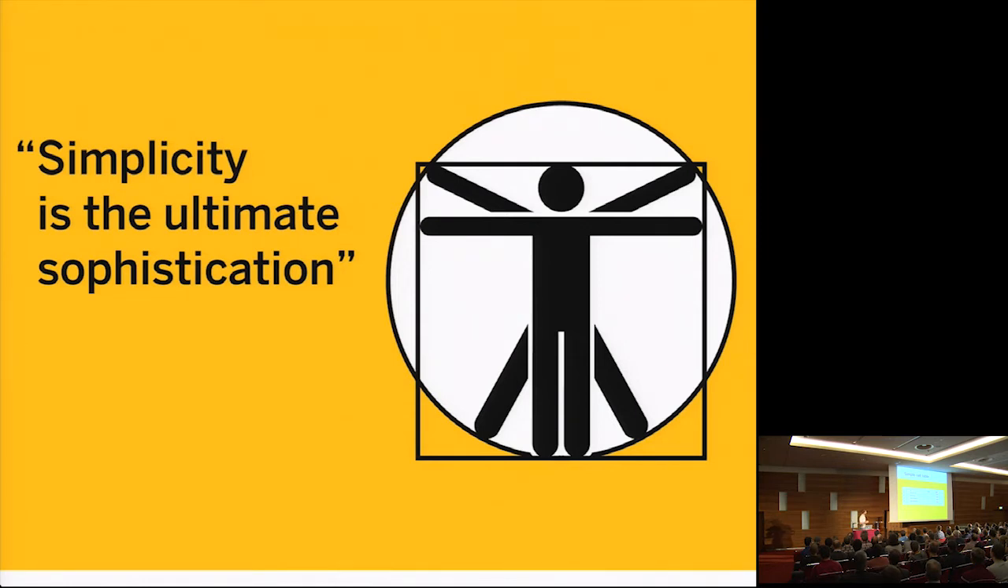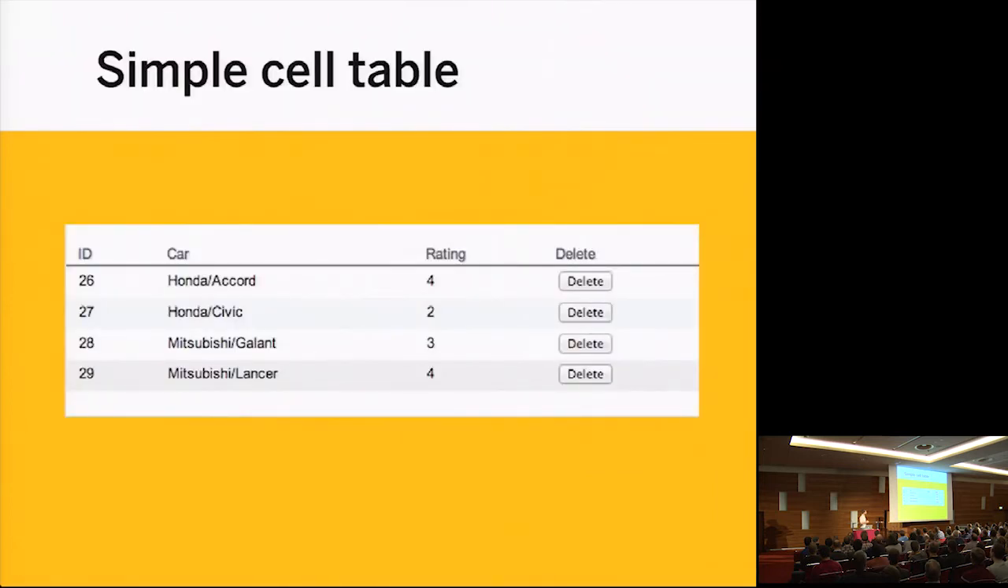So this is the simple cell table that I will be building. Four columns: an action, rating, car, ID. Nothing really difficult there. Everyone here could write it.